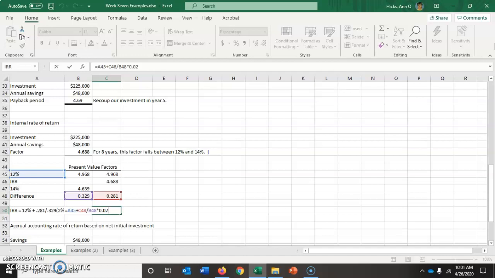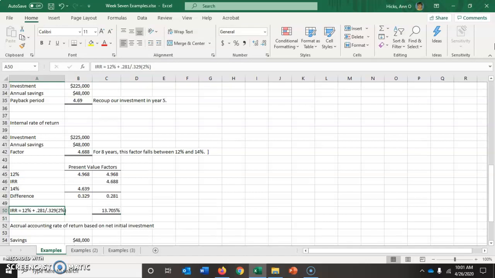That makes sense. So in other words, my IRR rate will be 12% plus the ratio of 0.281 divided by 0.329 times the 2% difference between 12 and 14. And that effectively gives me an IRR of 13.7, which falls between 12 and 14. So the internal rate of return is sometimes not as straightforward as the net present value method.